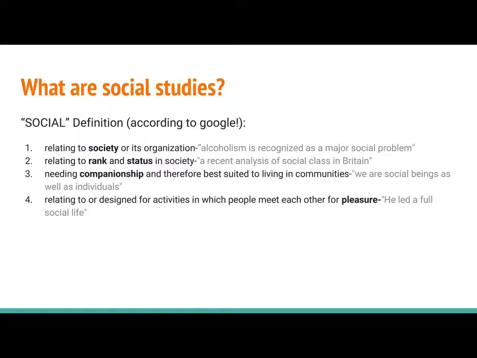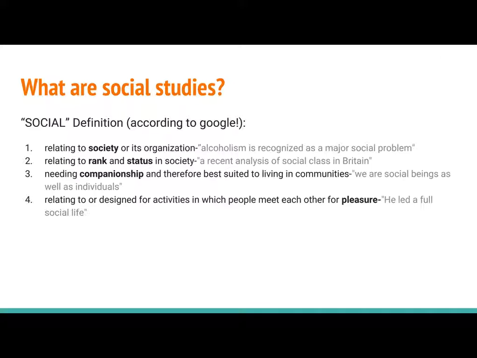So the first thing we want to ask ourselves in a social studies class is, what is social studies? If I type it into Google, it gave me various definitions. The first one, relating to society or its organization, like alcoholism is recognized as a major social problem in our town. Two is relating to rank or status, so a recent study of social class in Britain. So that's your rank or your status in society.